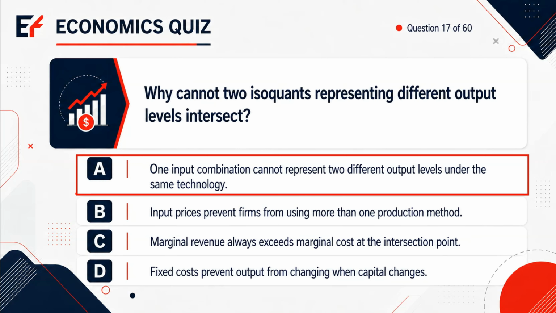Option B is incorrect because input prices affect cost decisions, not whether isoquants can intersect. Option C is incorrect because marginal revenue and marginal cost are unrelated to the shape or intersection of isoquants. Option D is incorrect because fixed costs do not determine whether one input combination can produce different output levels.